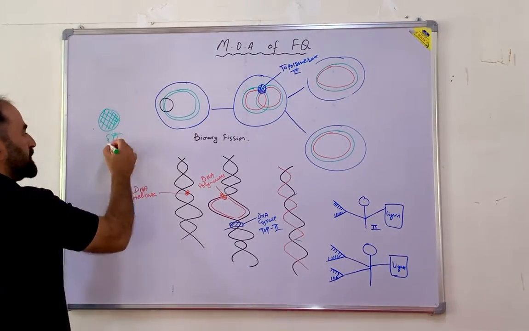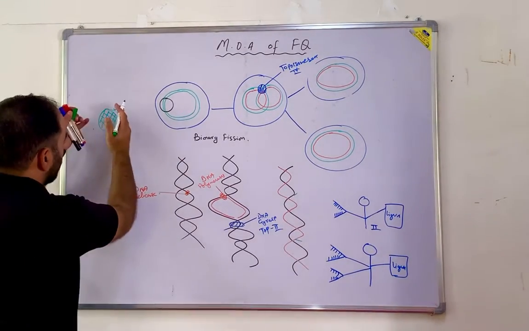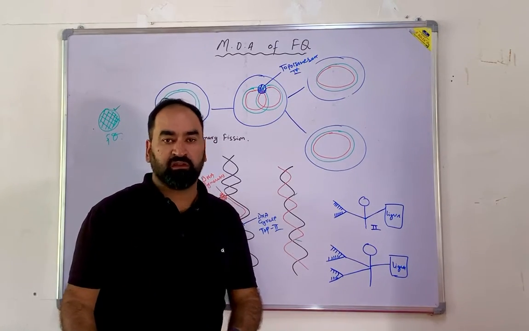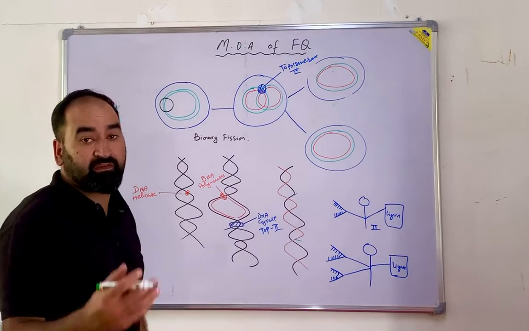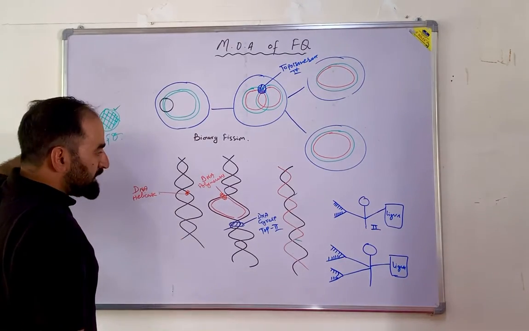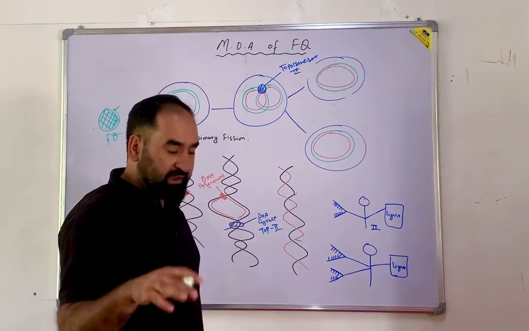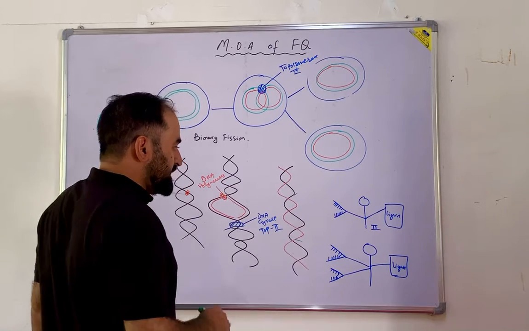Now you know what fluoroquinolone do. Say for example, this is the fluoroquinolone here. What fluoroquinolone do? When it enters into the body, it enters into the cell through passive diffusion. Then after that passive diffusion, it reaches to the site of action. The site of action is fluoroquinolone acts on the DNA gyrase 2 and DNA gyrase 4. Okay?